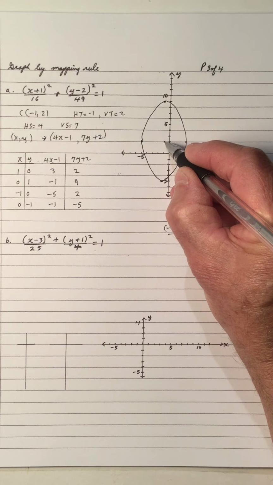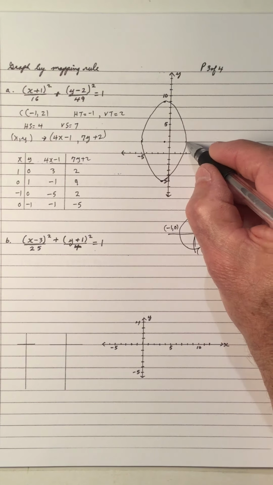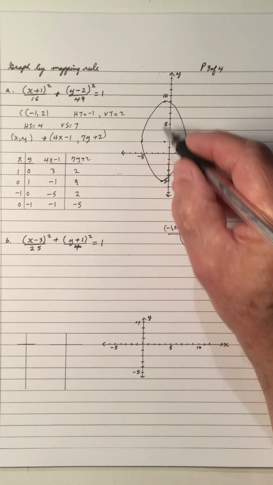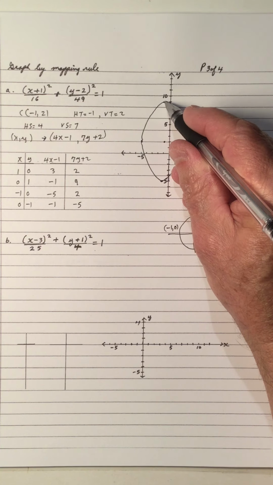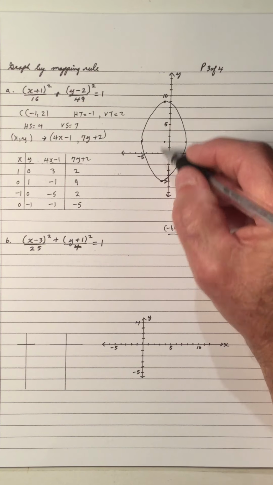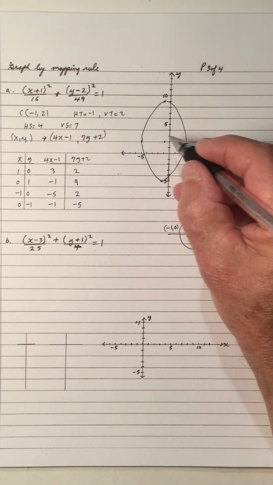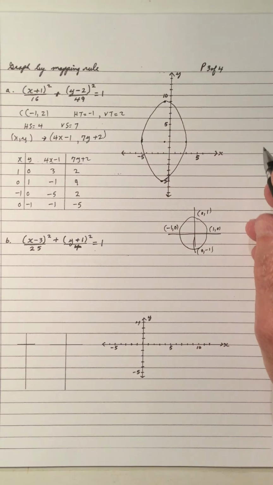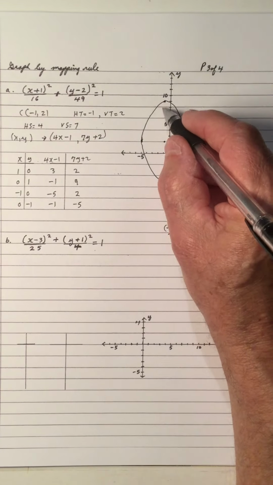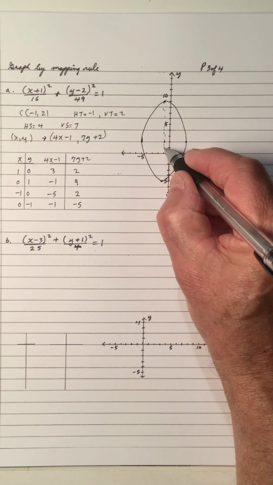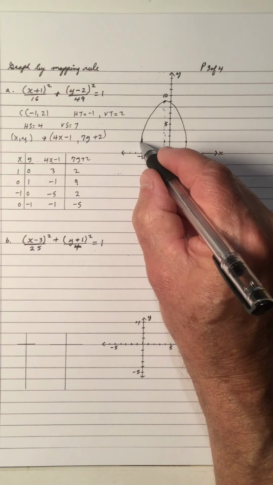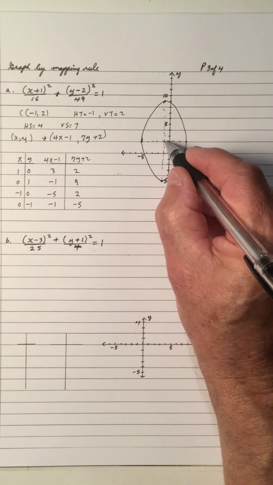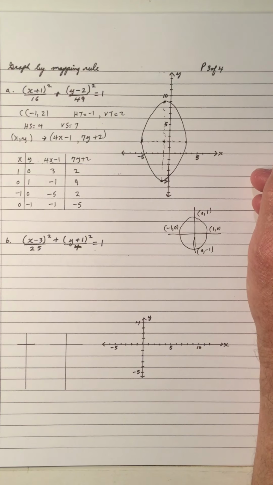So this point, which is the center, is halfway between these two, and it's the midpoint between this vertex, and we'll be coming up with that later. So if you draw a vertical axis and a horizontal axis, this is the center, which is in the middle.